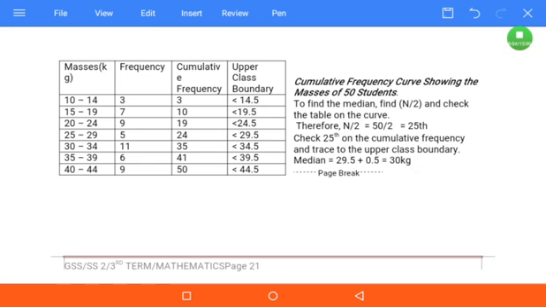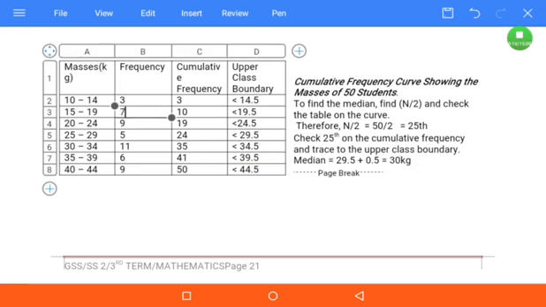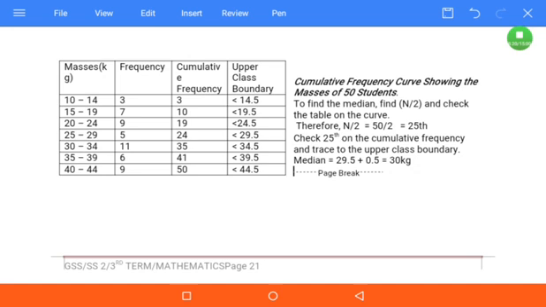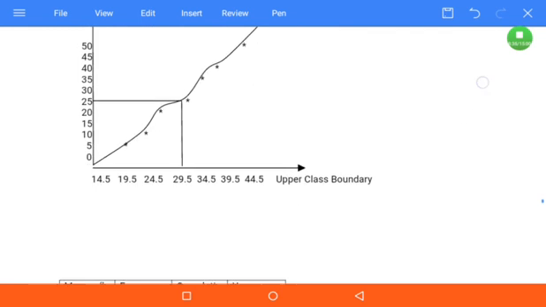Median is a central value, right? So in group data, what we do is we add the frequency from the top and we add from below. Adding from the top, we have 3 plus 7 plus 9 plus, because our total frequency is 50. Half of 50 is what? 25. So to find the median, find n over 2 and check the table or the curve. Therefore, n over 2, n here means what? Total frequency, which is 50. In the question, you have 50 students. So 50 over 2 gives 25.